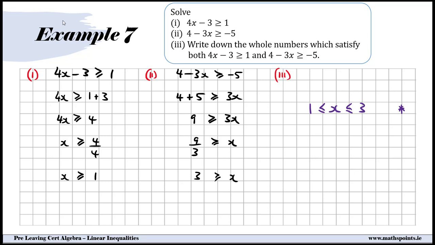And so finally, just writing down the whole numbers which satisfy this, we have 1, 2, and 3. They're the whole numbers that are bigger than or equal to 1 but smaller than or equal to 3. And again, this double inequality notation is something that's going to be important for you to carry through to the Leaving Cert cycle.